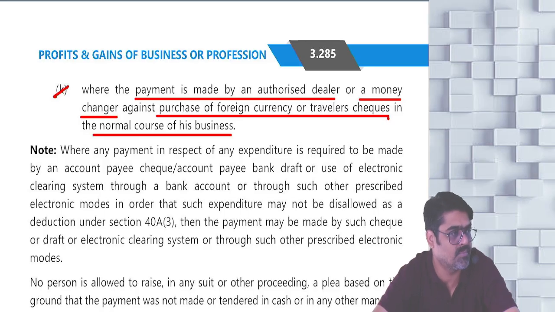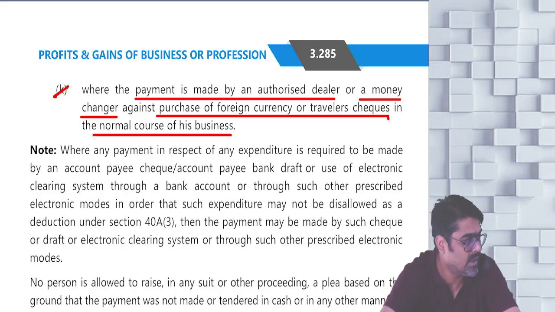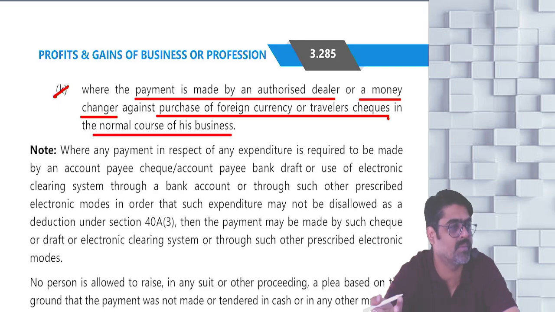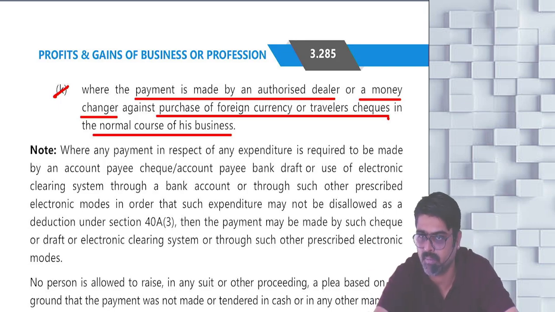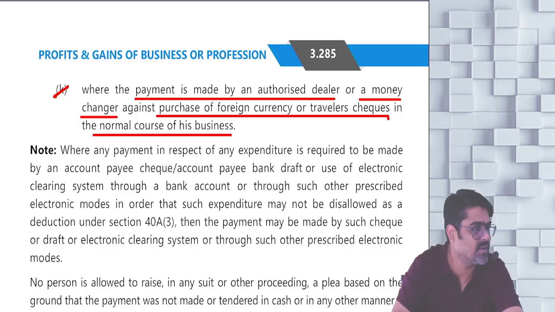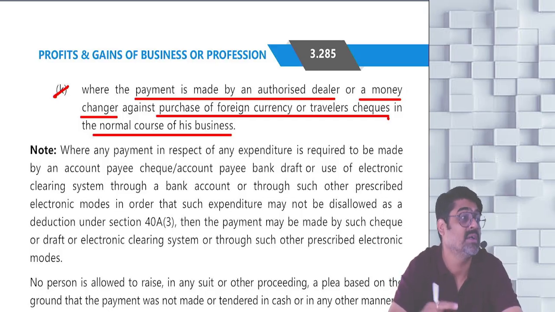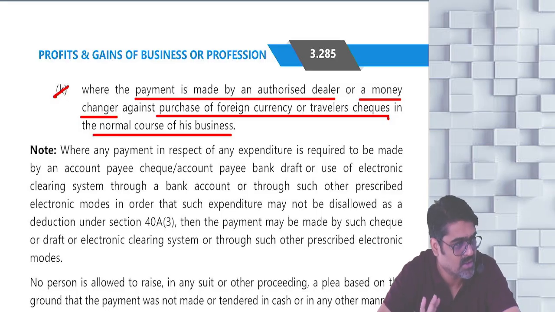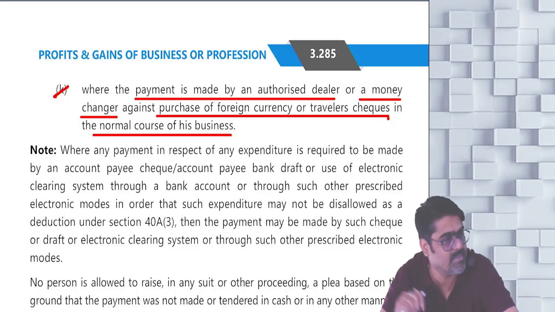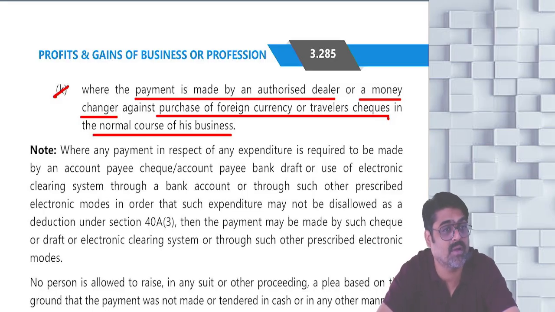So in the normal course of business, you are going to get foreign currency, you are going to get traveler's check. Against that, you are supposed to make the payment in Indian currency, because that person who is giving you traveler's check, that person who is giving you foreign exchange, what does he want from you? Indian currency, cash. So definitely you are going to make the payment in cash, and that cash payment you are making in the normal course of your business will not be disallowed because it is a cash payment. It will be allowed as a deduction. So on this payment also, 40A3, 40A3A will not be attracted. Will you remember this? Sure, everyone?